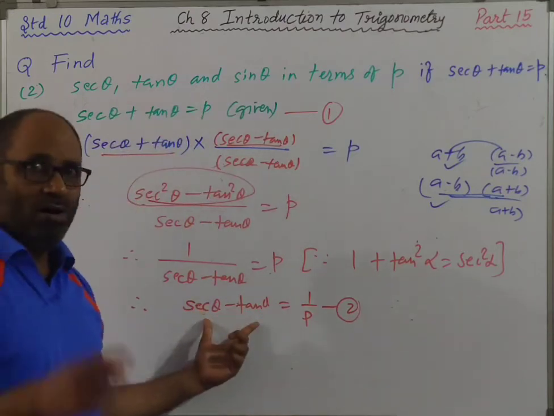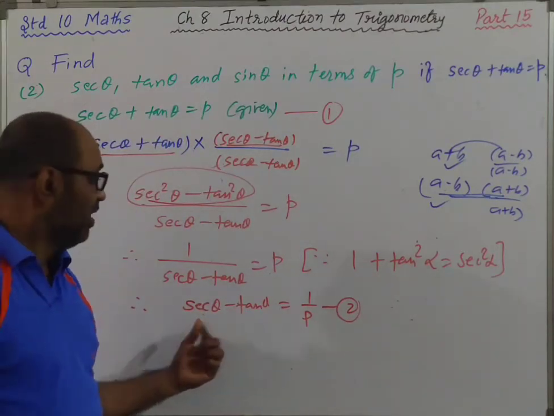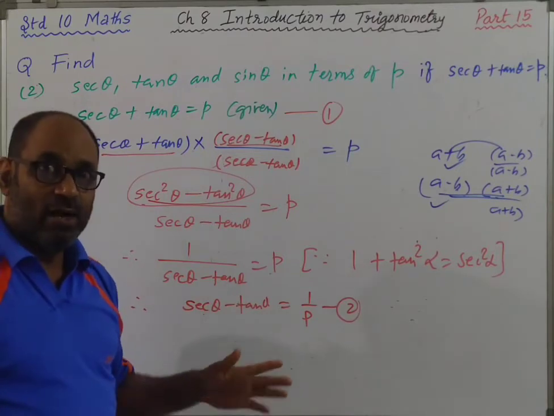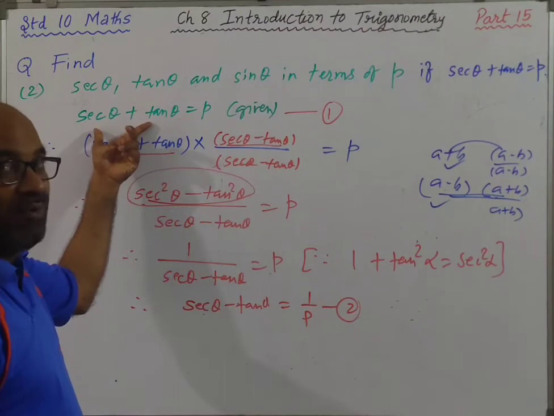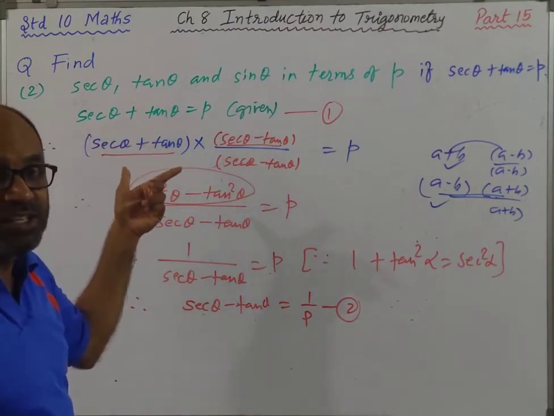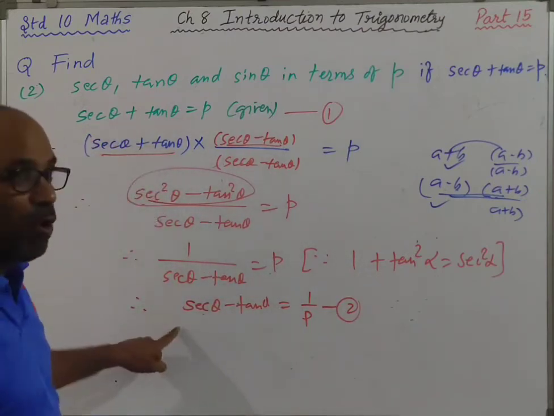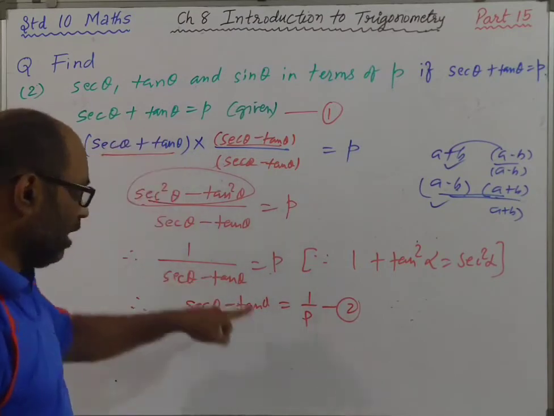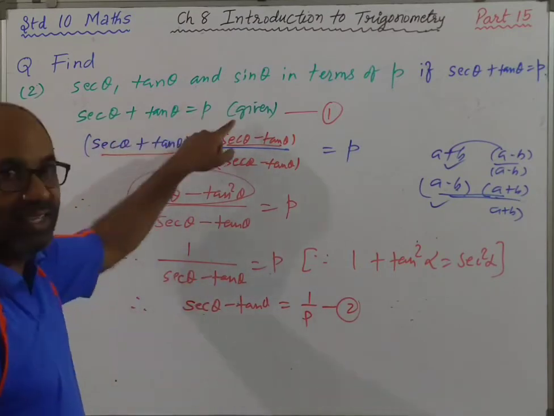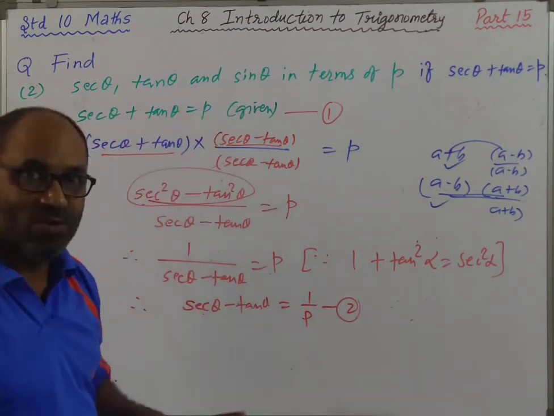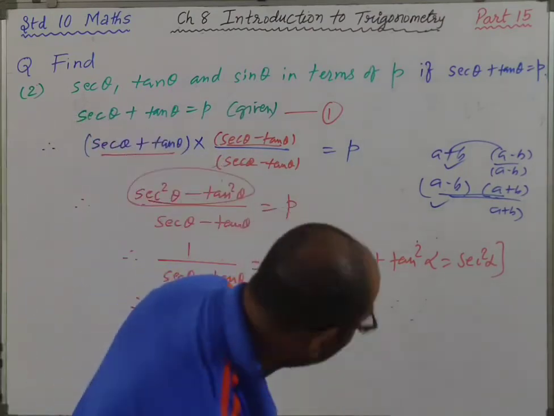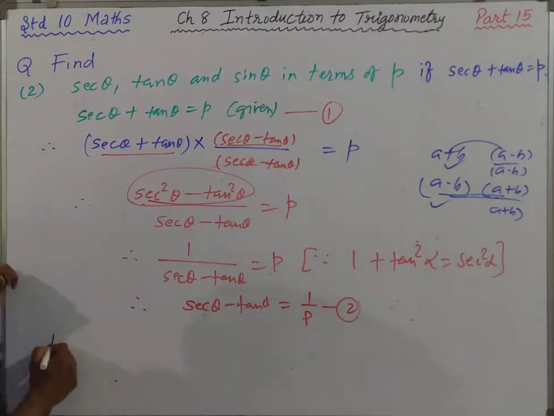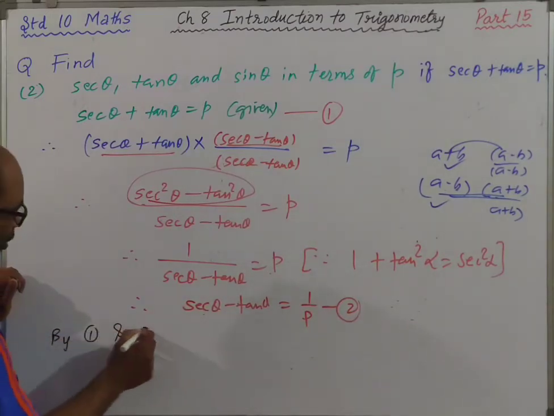And what we got is not the value of a single trigonometric ratio. We got the value of sec theta minus tan theta. Oh God, this is a pair of linear equations in two variables. Consider sec theta as x and tan theta as y. So x plus y is equal to p, and x minus y is equal to 1 upon p. The best method to solve here will be the elimination method. Okay, I write it: by 1 and 2.